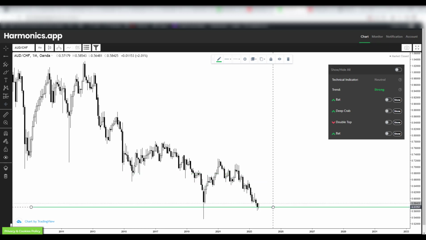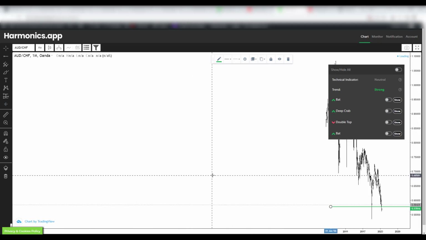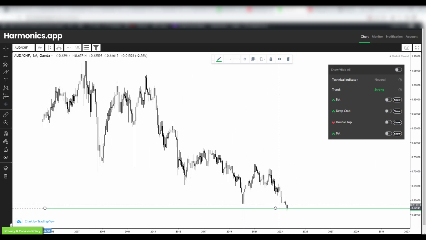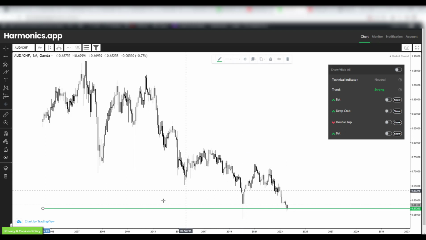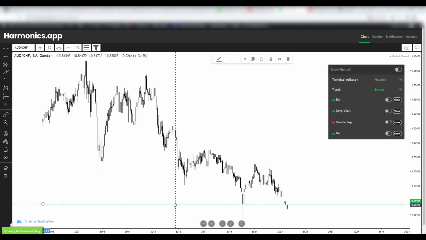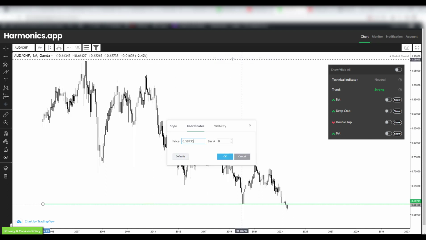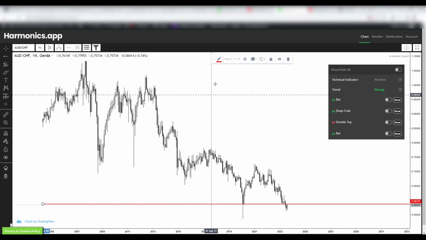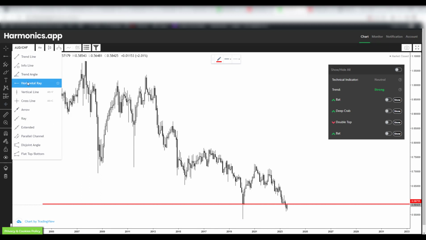Let's go from the lower part. There is no more price, so we will put this one here. It should be red colored, and the thickness should be the third level. Okay, let's make another one.